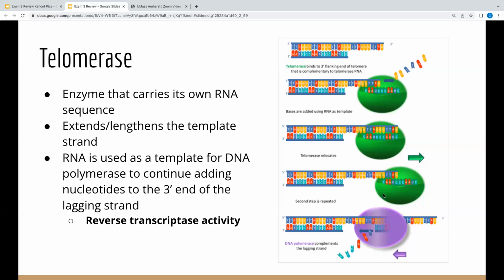So this is the telomerase right here and the RNA within it. And then DNA polymerase will come in and continue to add on sections here of DNA. And then once that's done, it allows for primers to be added, and then DNA polymerase can add to the other side as well. Wait, actually.